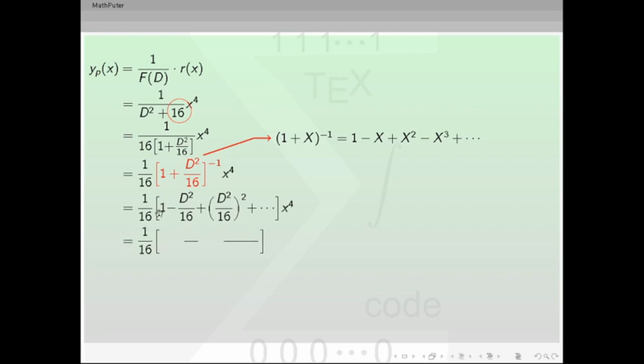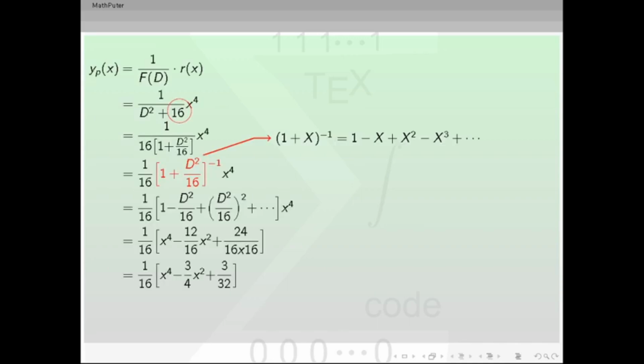So this is 1 into x raised to 4 is x raised to 4. The second derivative of x raised to 4 is 4 into 3, which is 12 x square upon 16 we have. This is the fourth derivative, which is 4 factorial, is actually 24 divided by 16 square, right? Okay, so let us simplify this. This is not a tough task. Minus 3 upon 4 x square plus 3 upon 32. This is yp(x). This is same as we have evaluated.